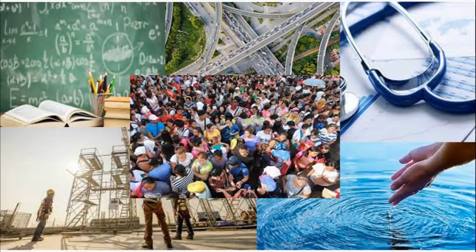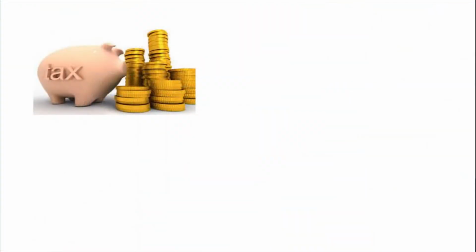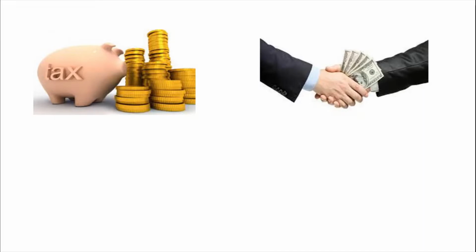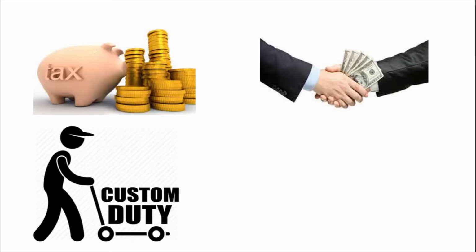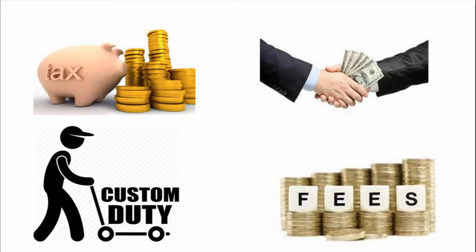And this happens through the development of education, public health, social security, ng ating mga roads, buildings, and irrigation and others. And government expenditure can be financed by the taxes, government borrowing, custom duties, the sale or lease of natural resources, at pati na rin yung pag-collect ng various fees like national park entry fees or licensing fees.